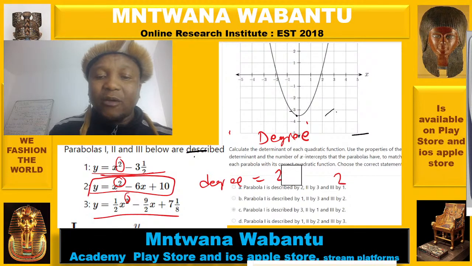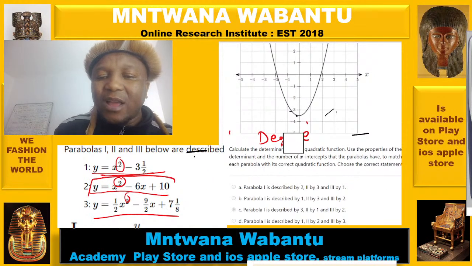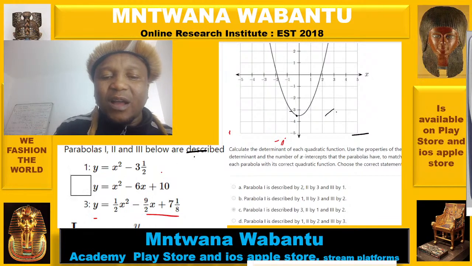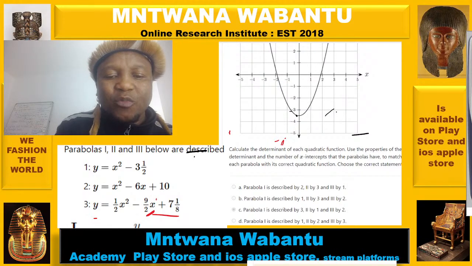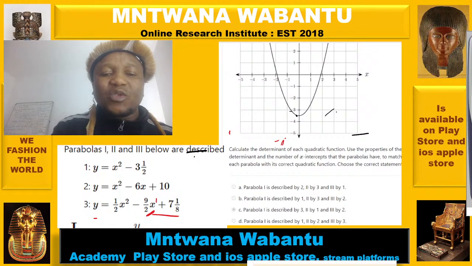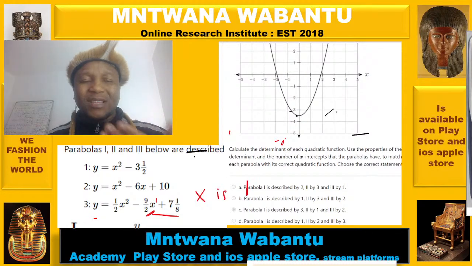Now, somebody may ask you, what is the degree of x here? The degree of x means the power. There's no power here, so you assume there's a 1 if there's no power. So the degree of x is 1. So you need to know what degree means.